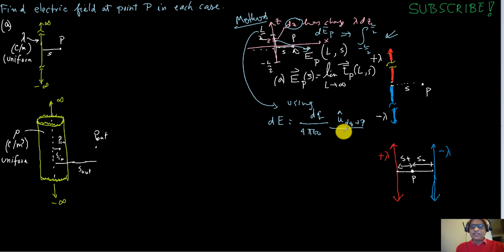Then the distance between them is squared, right? So r squared. R is the distance between where dq is and the point P is. So this is the fundamental electric field, and this is a unit vector.